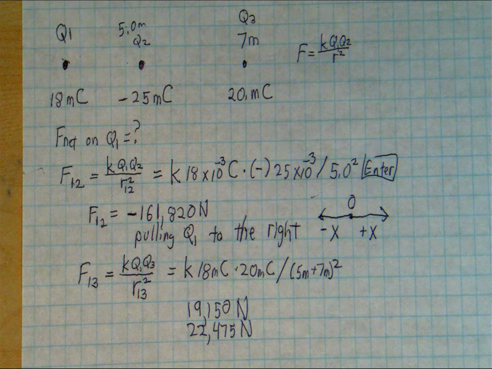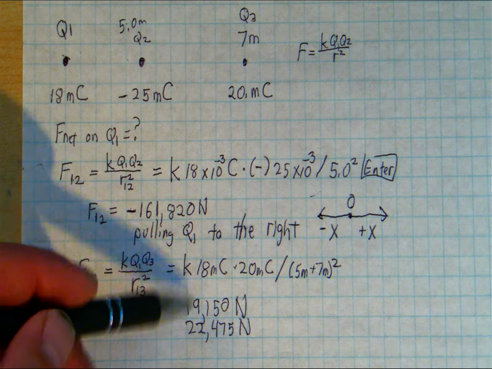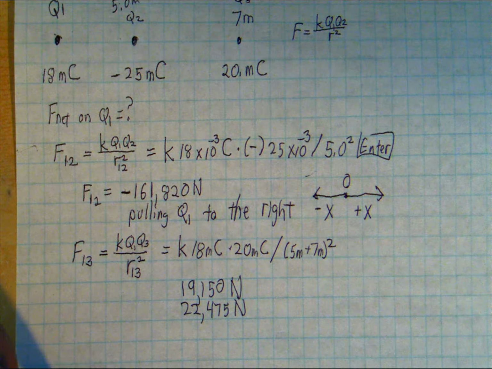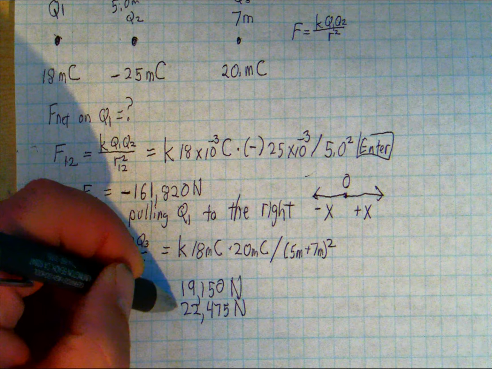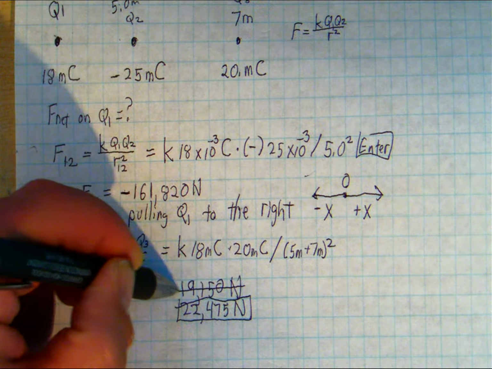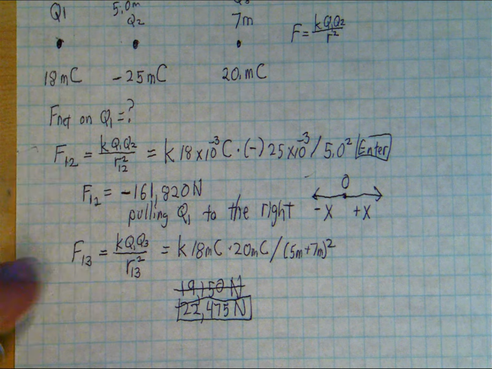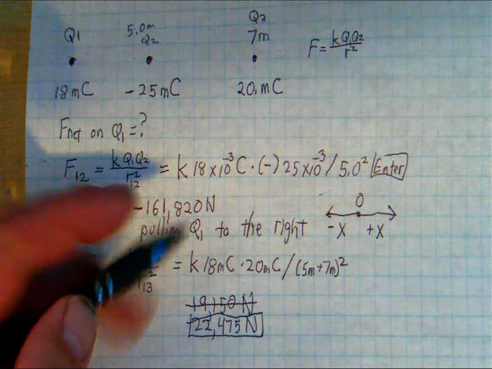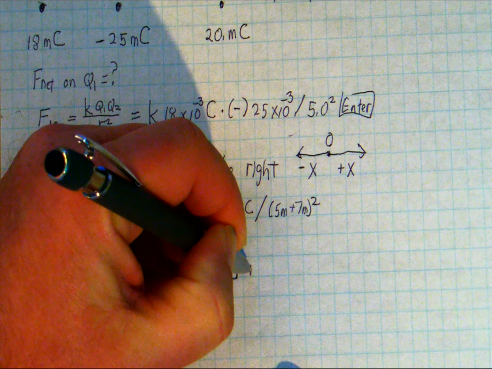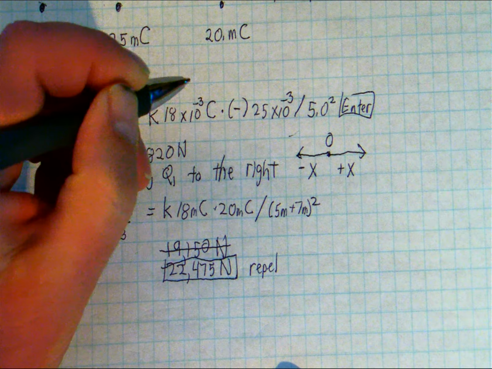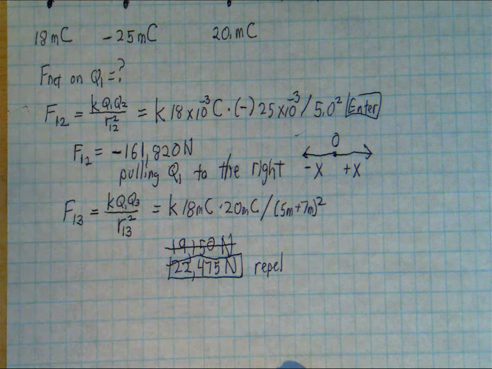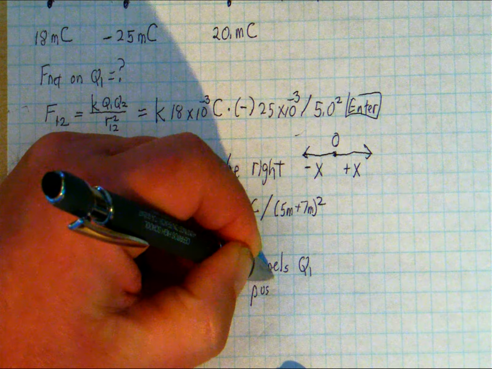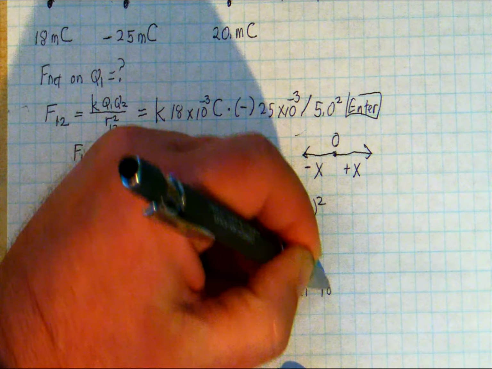Newtons. Okay, so one student's got an answer of 19,150 newtons. A second student got an answer of 22,475 newtons. And I got an answer that agrees with the second student. What's more, it's a positive sign because they're both positive charges. So this is repelling. It repels Q1, pushes Q1 to the left.